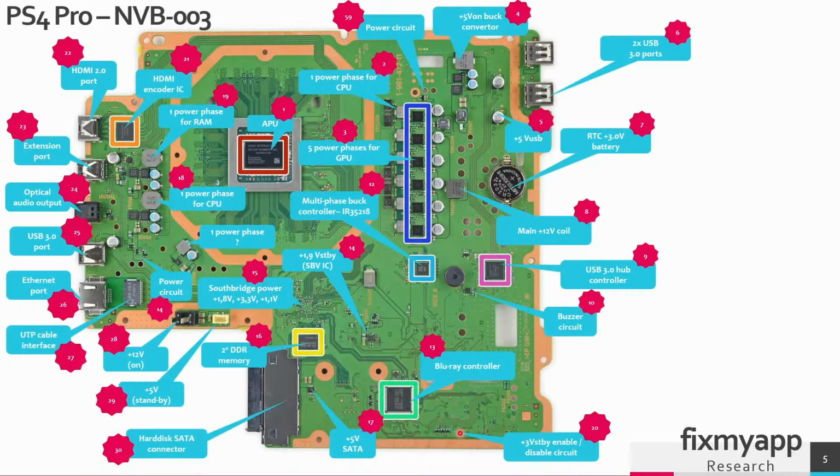In region 20 we can find an enable and disabling circuit of 3 volts. And I think this is an enable and disable circuit because of those 3 transistors. If you see transistors, it's most likely some kind of enabling disabling system. What it exactly does, I don't know.